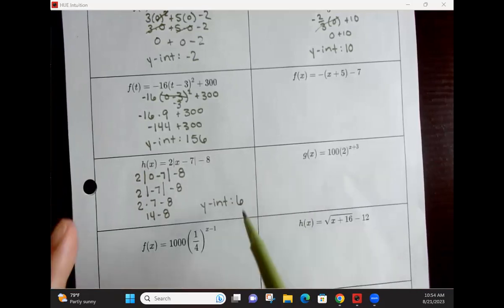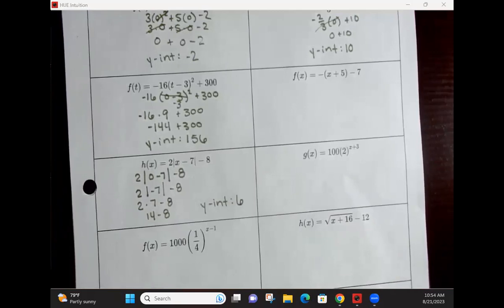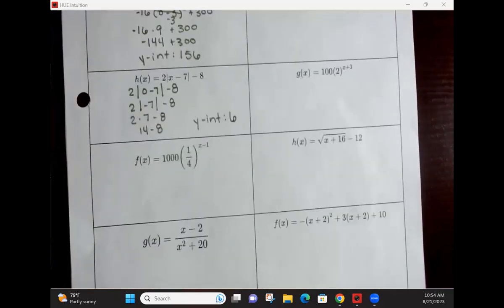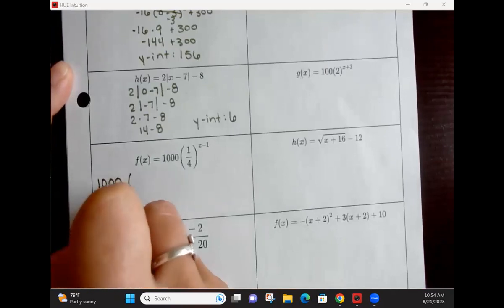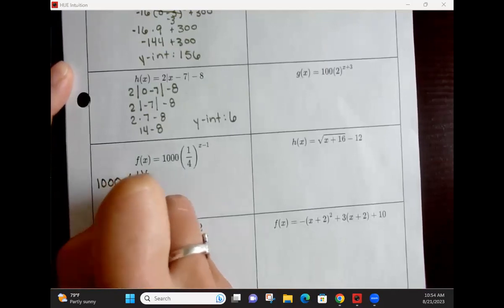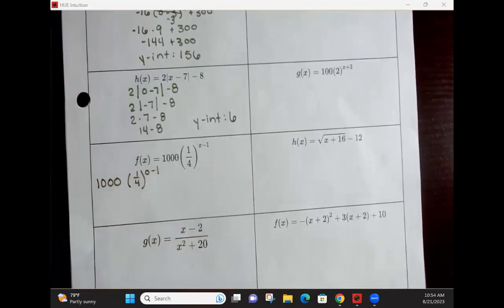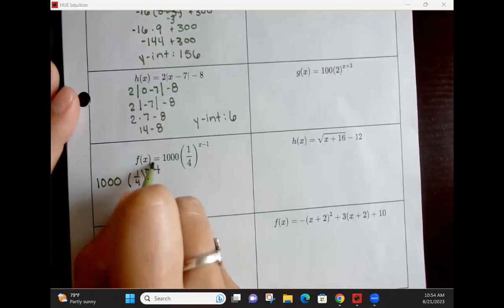And then I'm going to skip and continue down this first column. We've got an exponential function now. Same idea. I'm going to do exactly the same thing. I'm going to plug 0 in for my variable. So I've got 1,000 times 1/4 to the 0 minus 1 power. I don't have anything to simplify inside my parentheses here. So the next thing I would want to look at is my exponent. That means I need to simplify my exponent so I can take 1/4 to the whatever power. So 0 minus 1 would be the negative first power.